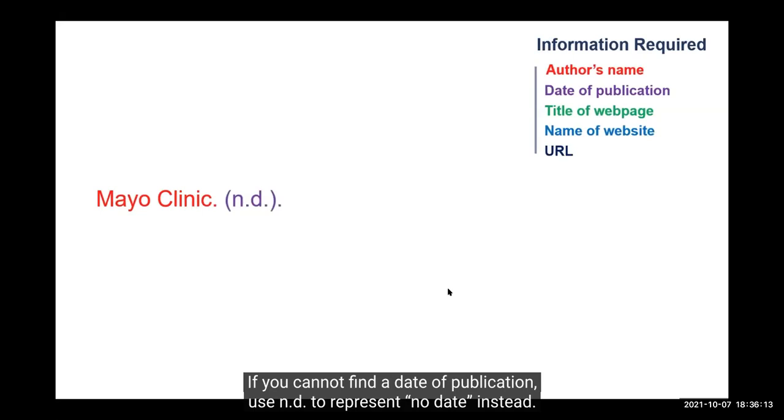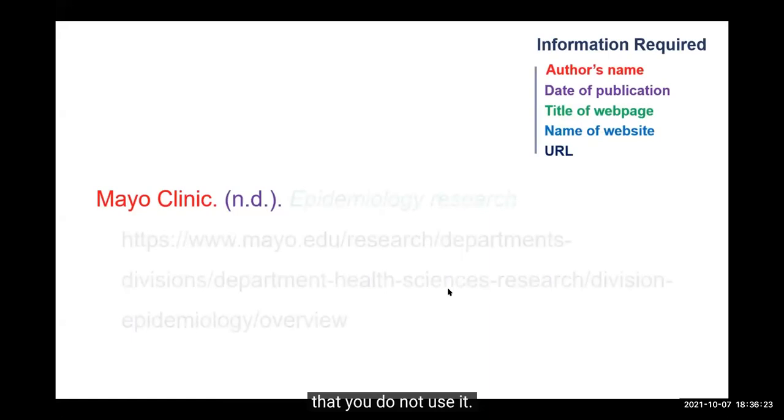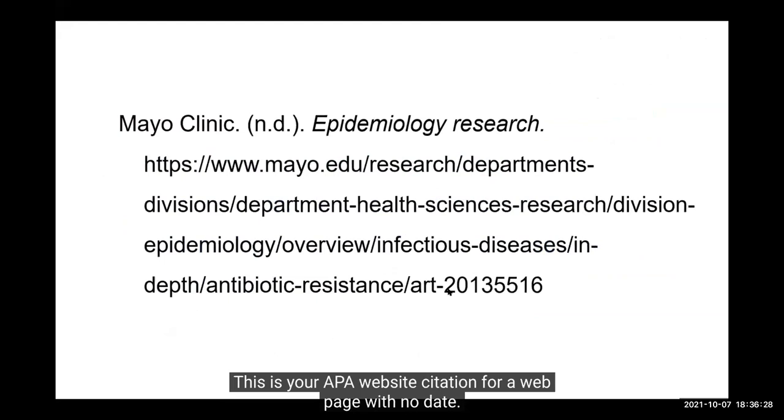If you can't find a date of publication, use N period D period to represent no date instead. If the only date on the website is in the copyright statement, APA Style recommends that you do not use it. This is your APA website citation for a web page with no date.